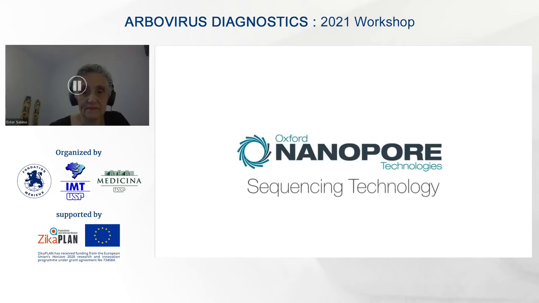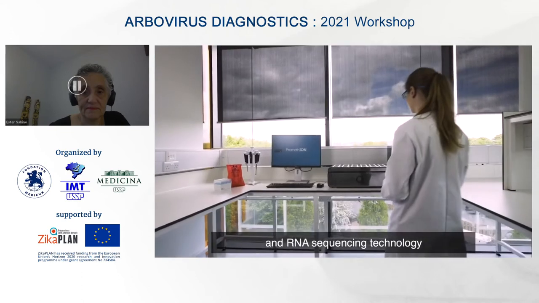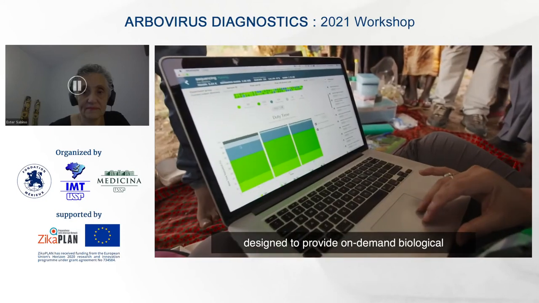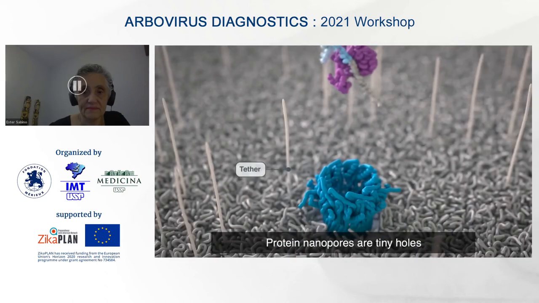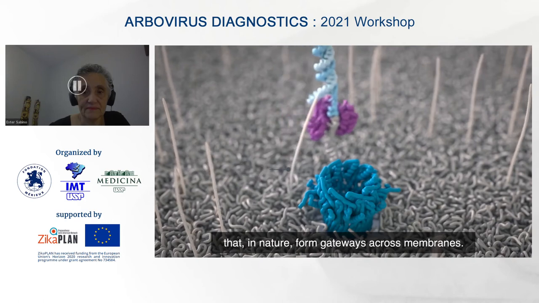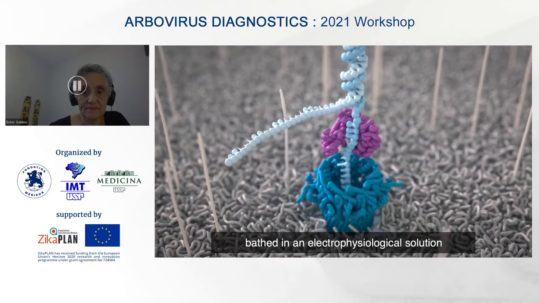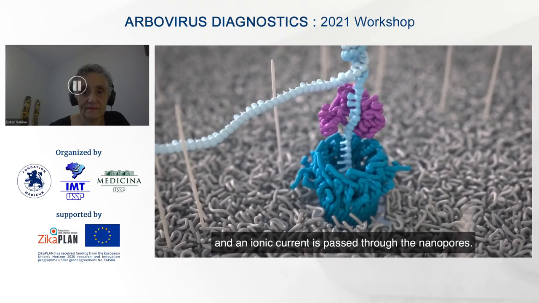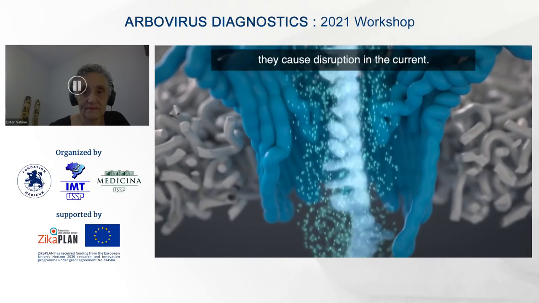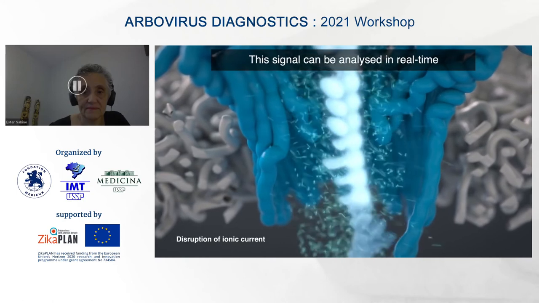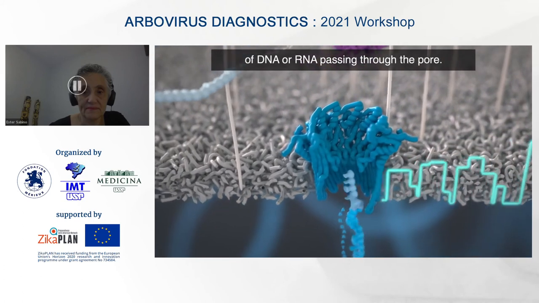Oxford Nanopore Technologies has developed nanopore-based DNA and RNA sequencing technology designed to provide on-demand biological information to any person in any environment. Protein nanopores are tiny holes that in nature form gateways across membranes. In our technology, protein nanopores are embedded into a synthetic membrane, bathed in an electrophysiological solution, and an ionic current is passed through the nanopores. As molecules such as DNA or RNA move through the nanopores, they cause disruption in the current. This signal can be analyzed in real time to determine the sequence of bases in the strands of DNA or RNA passing through the pore.